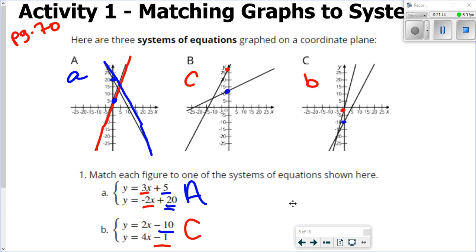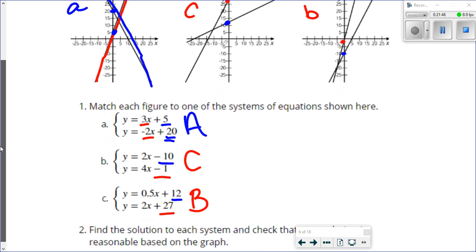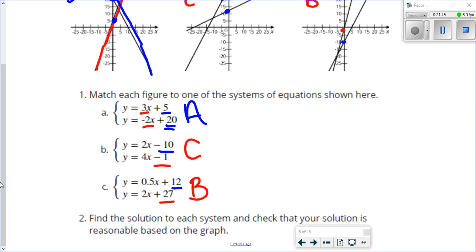Okay. So if we take a look at system A, I know that I can just take what the top equation equals, 3x plus 5, and set it equal to what the bottom equation is set equal to, negative 2x plus 20, and solve that equation for x. So let's go ahead and get started on solving this equation for x for system A.